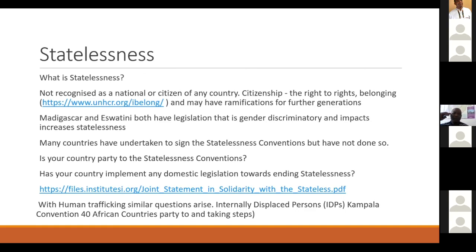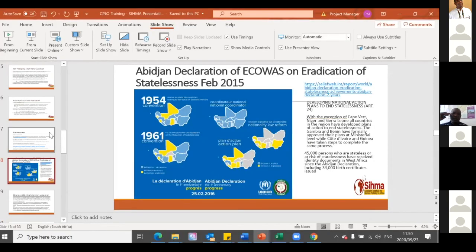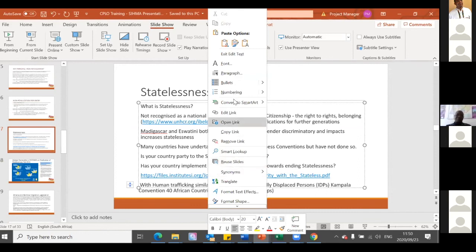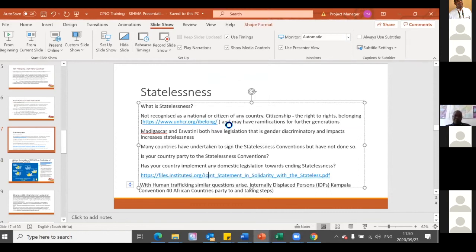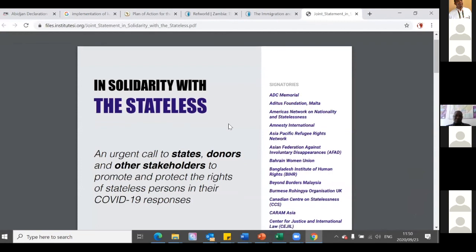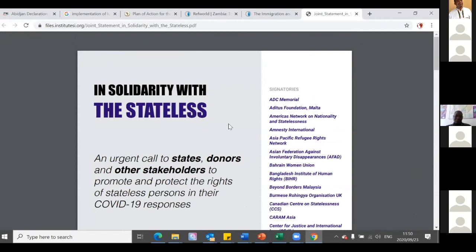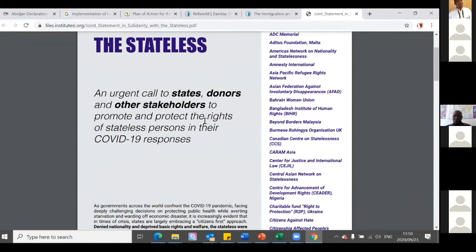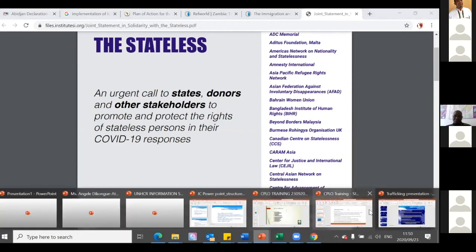There was also a joint statement in solidarity with statelessness, and that's a fairly recent thing. Just pushing because stateless people we'll find are often actually excluded or were excluded from protection in terms of the current COVID pandemic. And so there was this big call for solidarity with statelessness, an urgent call for states, donors, and other stakeholders to promote and protect the rights of stateless persons in their COVID-19 responses. So I thought I would just highlight that.